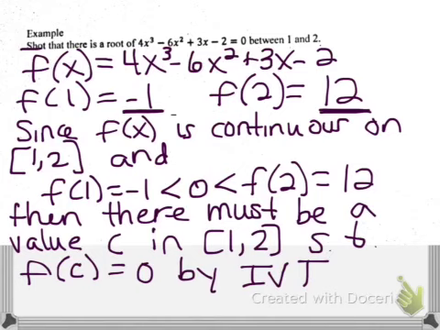All that's saying is there's got to be a root between 1 and 2. How come? Because 0 is in between negative 1 and 12. So how are you going to do these problems? If you're trying to prove there's a root, you just need to show that the two y values go from negative to positive or positive to negative.